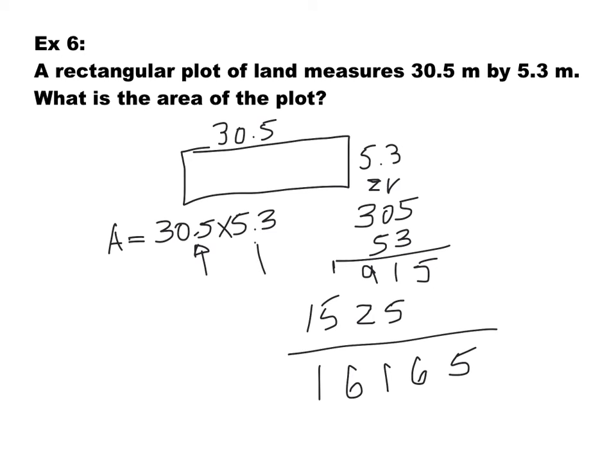Now, if I look at the numbers, I have one digit after the decimal here, which is 5. One digit after the decimal here, which is 3. So there are two digits after the decimal. So I have to put the decimal 2 digits to the left of the end. So it's 161.65 square meters, which is the area of the land.